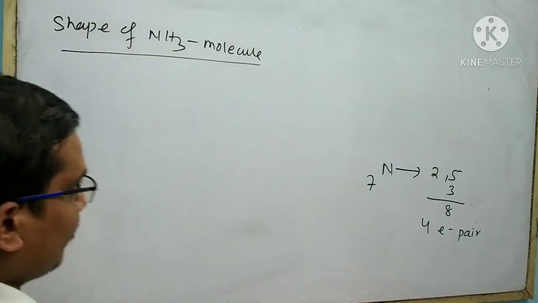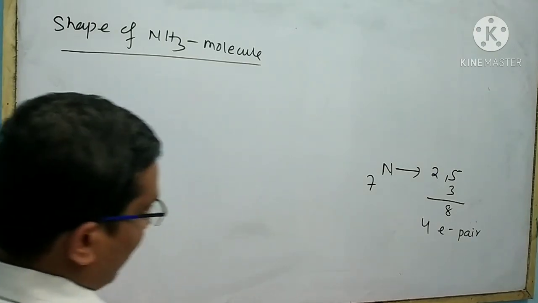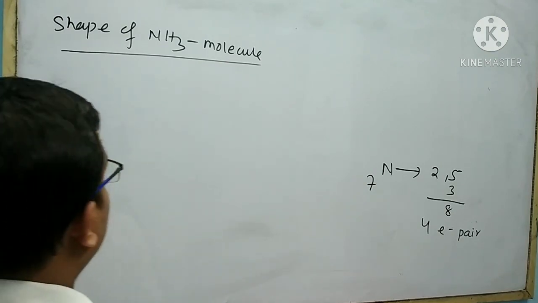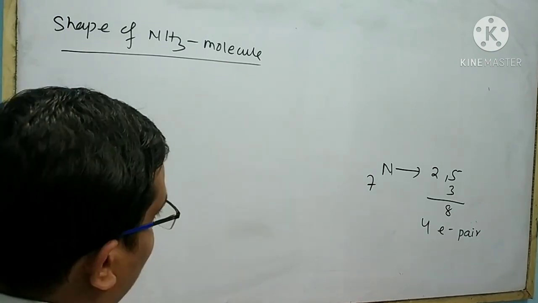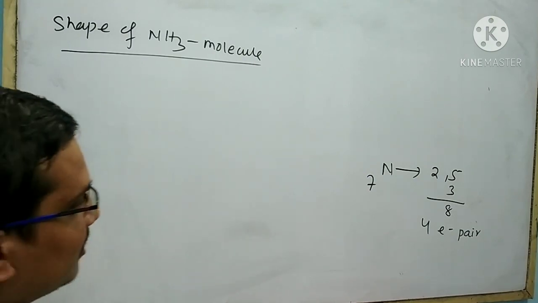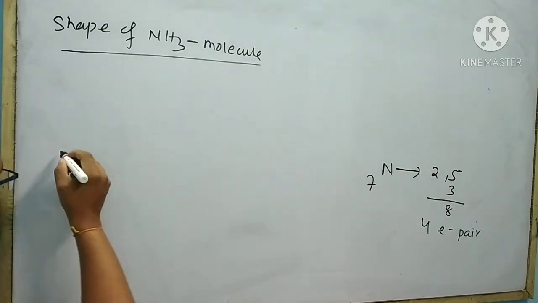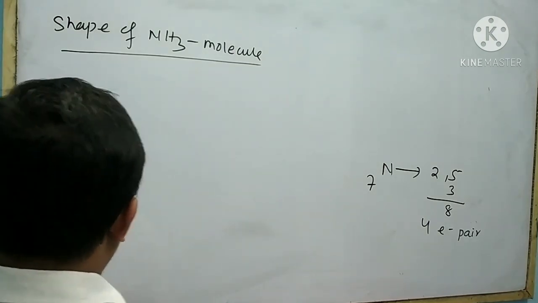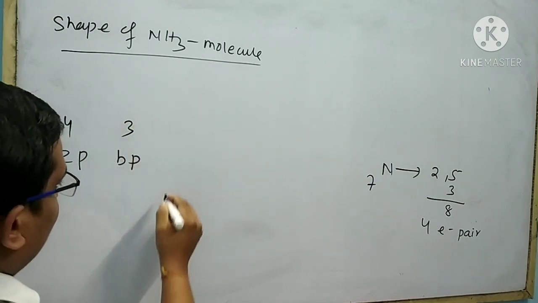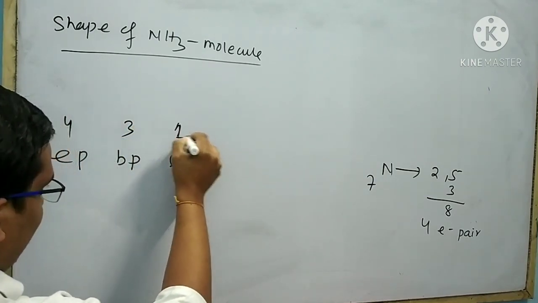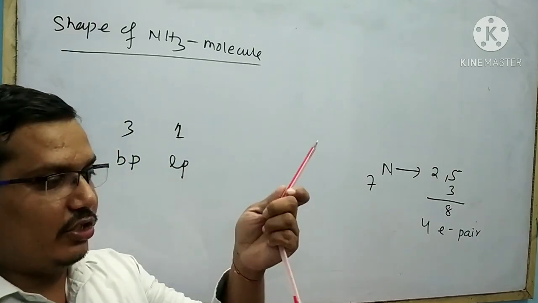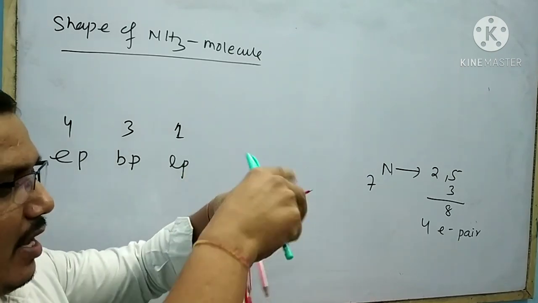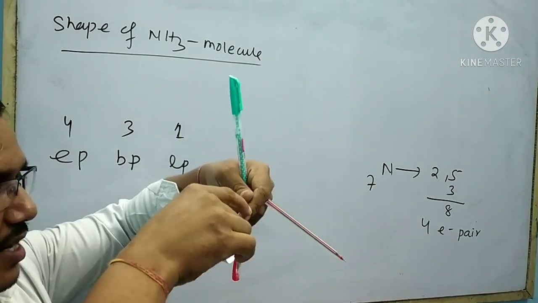Among the 4 electron pairs, 3 electron pairs are said to be bond pairs, because here 3 hydrogen atoms are attached to the nitrogen atom, and the remaining 1 electron pair is said to be a lone pair. That means the total number of electron pairs equals 4, total number of bond pairs equals 3, total number of lone pairs equals 1. Suppose you think this is your 3 bond pairs and this is your 1 lone pair. Then the electron pairs are arranged like this.